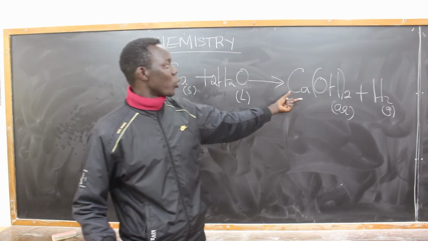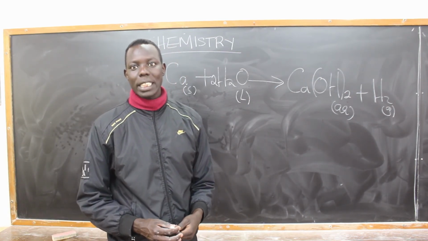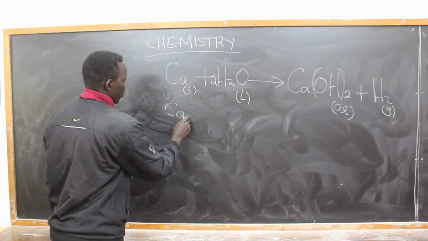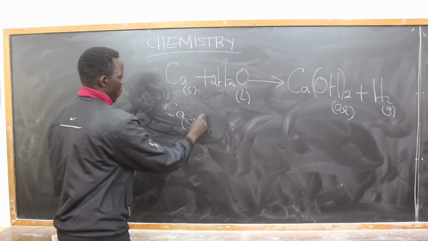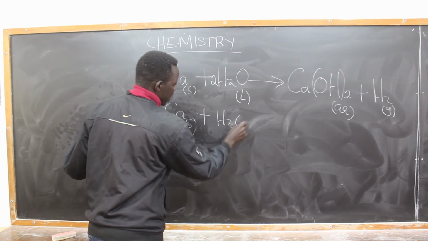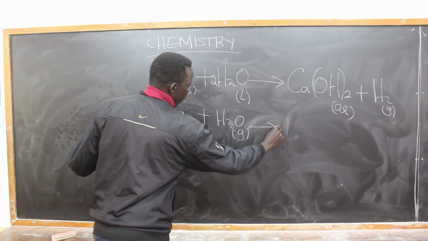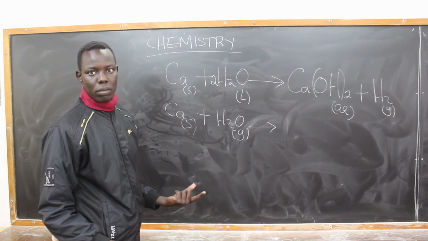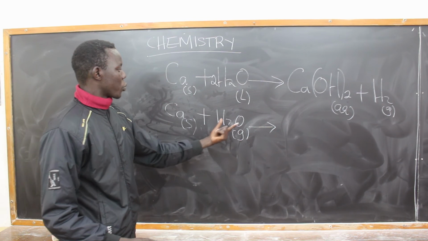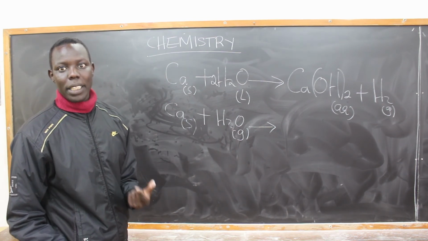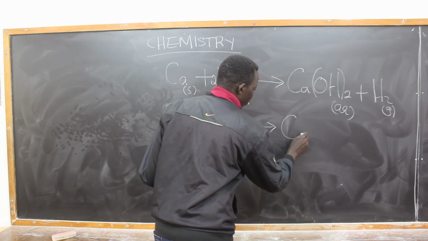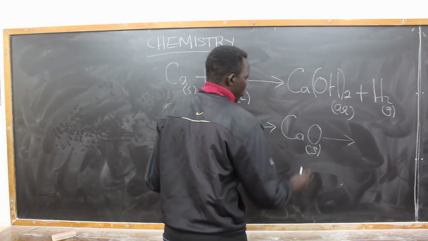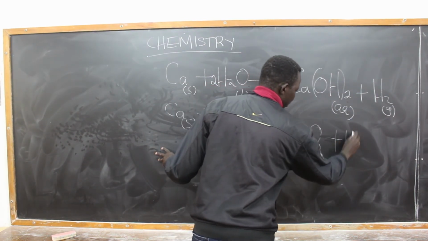But now the products here will change. It will not give us calcium hydroxide, it will give us calcium oxide. Calcium oxide. So calcium, solid, plus steam. How do you know that it is a steam? Look at the state symbols. Gas. Solid. So it will give us calcium oxide plus hydrogen gas. This is a solid. Plus hydrogen gas.